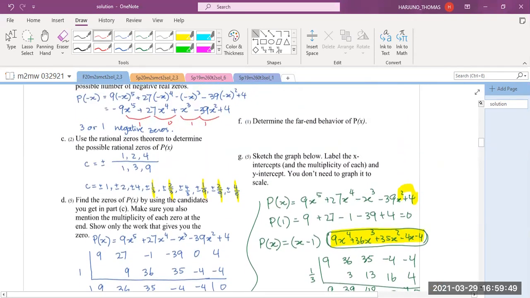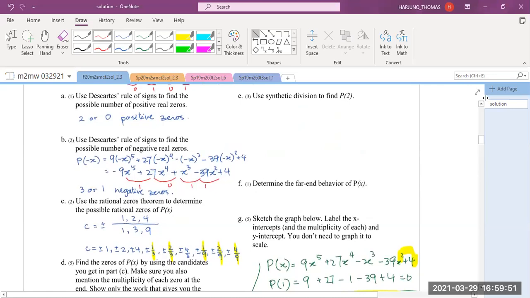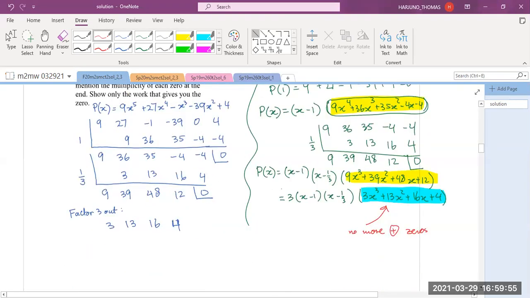In part A, it says that we have 2 or 0 positive zeros, right? But we already got those 2. We already got x equals 1 and x equals 1/3 as our positive zeros, right? And therefore we have no more remaining positive zeros. So the next time we search for zeros, it has to be the negative zeros. You see what I mean?